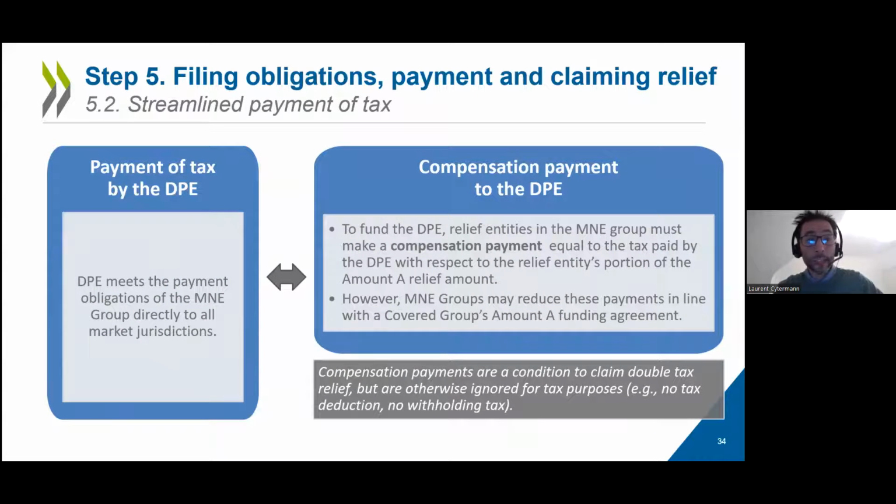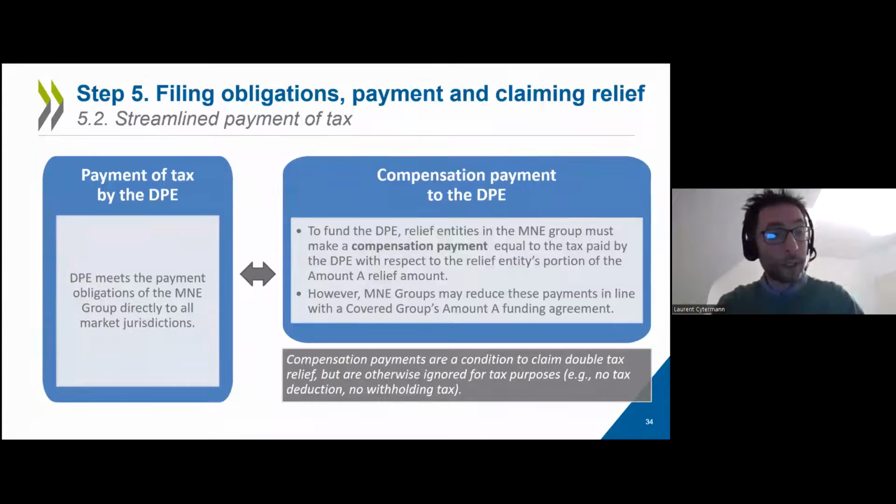So this is a single taxpayer model. And this is important to stress because in the public consultation, the inclusive framework was still considering two options, the single taxpayer model and the multiple taxpayer model. And the feedback was really that the single taxpayer model was simpler to administer because it avoids a myriad of interactions between all the relief entities of the group and the market jurisdiction.